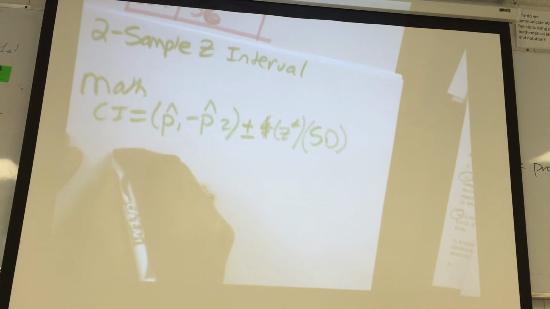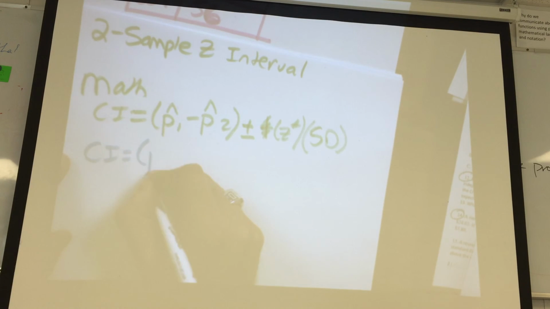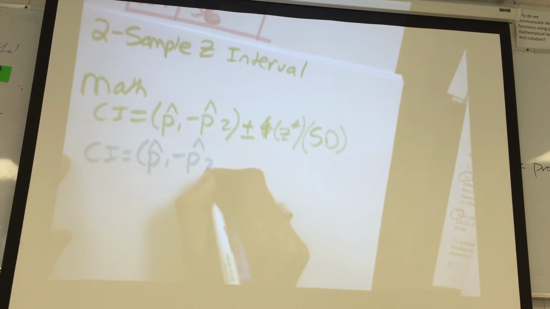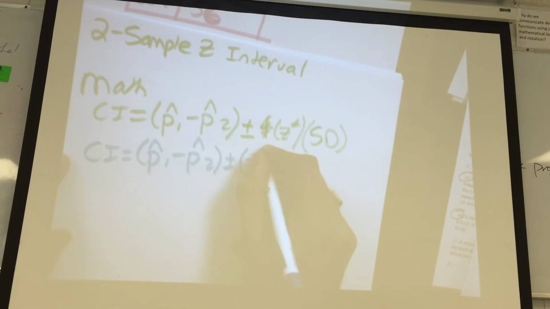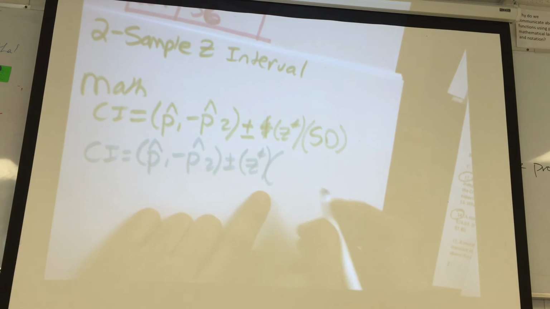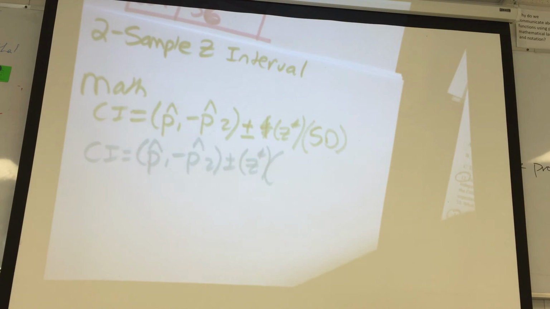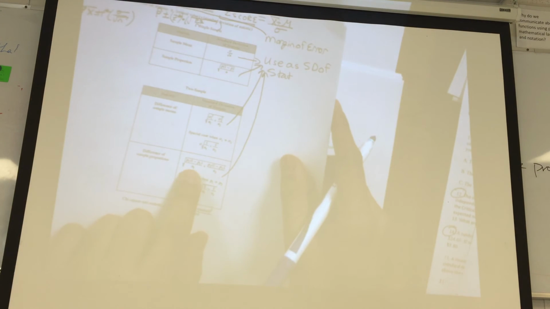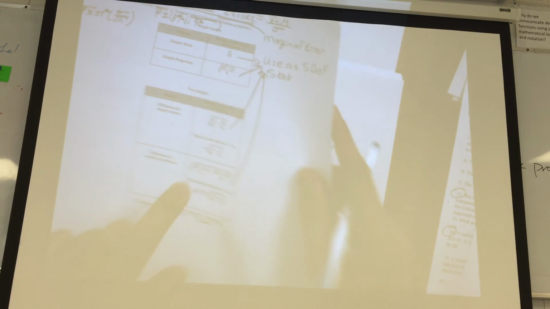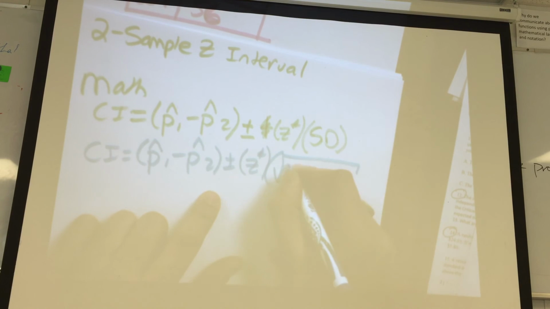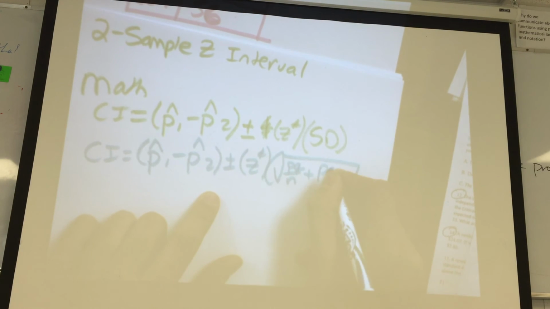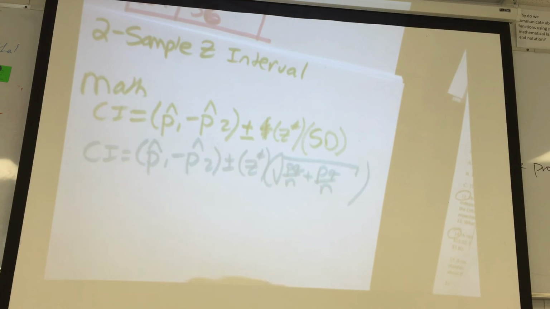Okay. Remember, folks, this is straight on the calculator. p hat 1 minus p hat 2 plus or minus z star times the standard deviation. Of course, the standard deviation is given to you on the formula sheet, right here. There's no need to try to memorize it. It's pq over n plus pq over n. And then just see if 0 is in the interval. If 0 is in the interval, not significant. If 0 is not in the interval, significant.